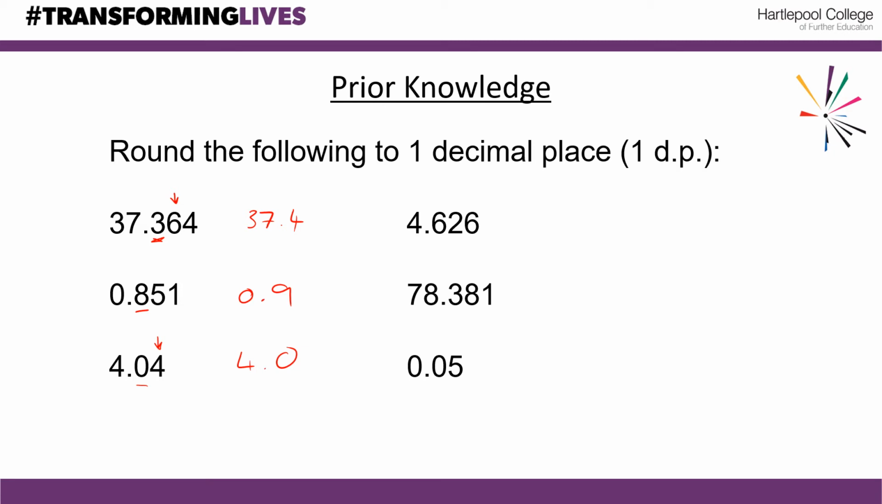And then we're looking at 4.626. So again, it's the 6 that's important. That's the last digit in our answer. It might stay the same, it might change. The digit before it is a 2, so it doesn't change. So that one ends up being 4.6.